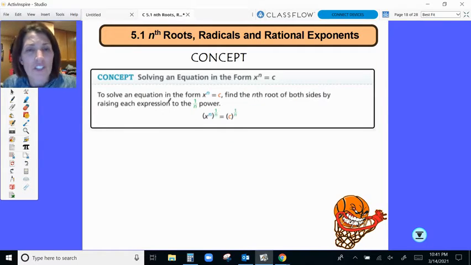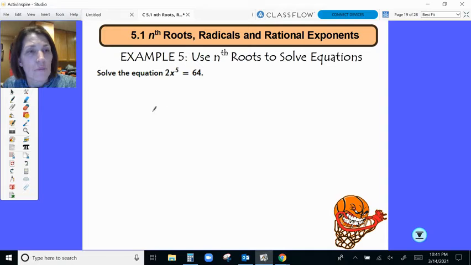Okay, so our next concept is solving. To solve an equation in the form of x to some power n equals a constant, find the nth root of both sides by raising each power to 1 over n, so like the reciprocal of n. It'll make more sense when we do it here. So if we have this equation here, 2 times x to the 5th equals 64.